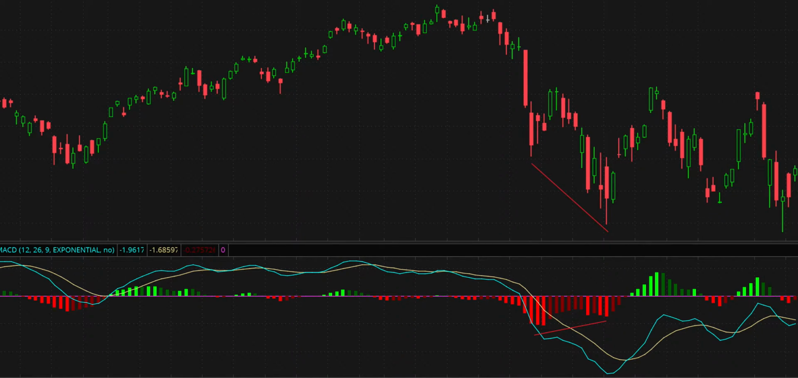So that is, in a nutshell, what the MACD is all about. It's a popular and powerful indicator. It's not the holy grail. You need to use it, maybe in conjunction with some other tools, to get a sense of what's going on. But it's definitely a powerful tool, and I suggest you take a look at it.